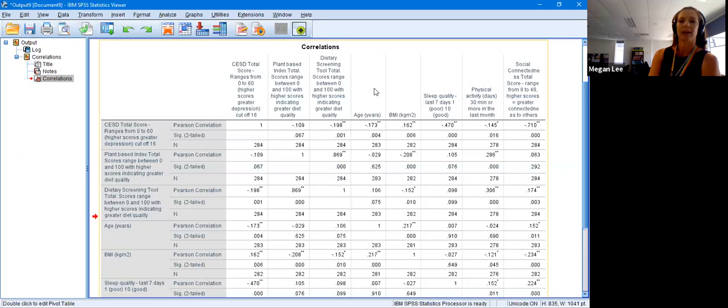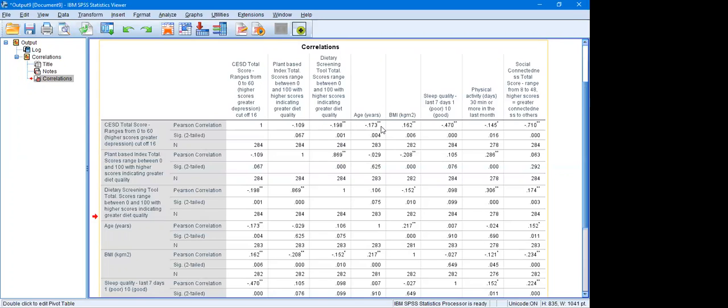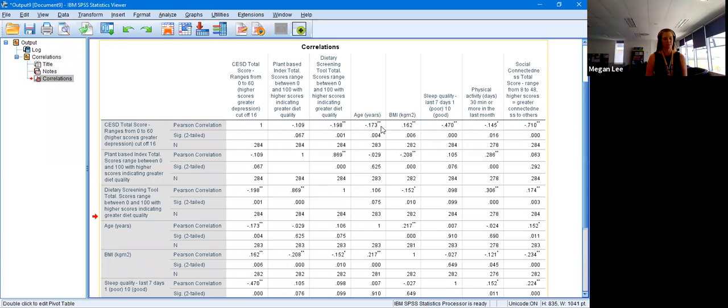Okay, let's look at age. What can you tell me about age? What's the correlation between age and depression? As people get older, they're less likely to be depressed. Yes, 0.2, and it's significant.